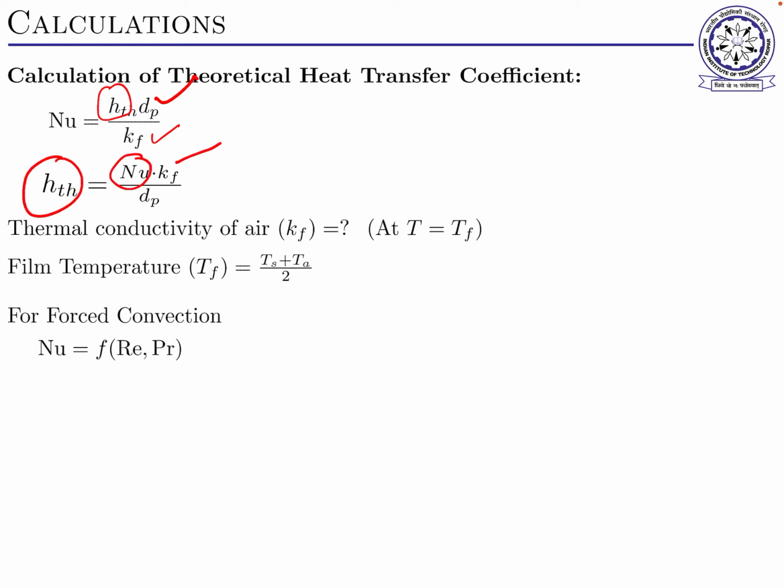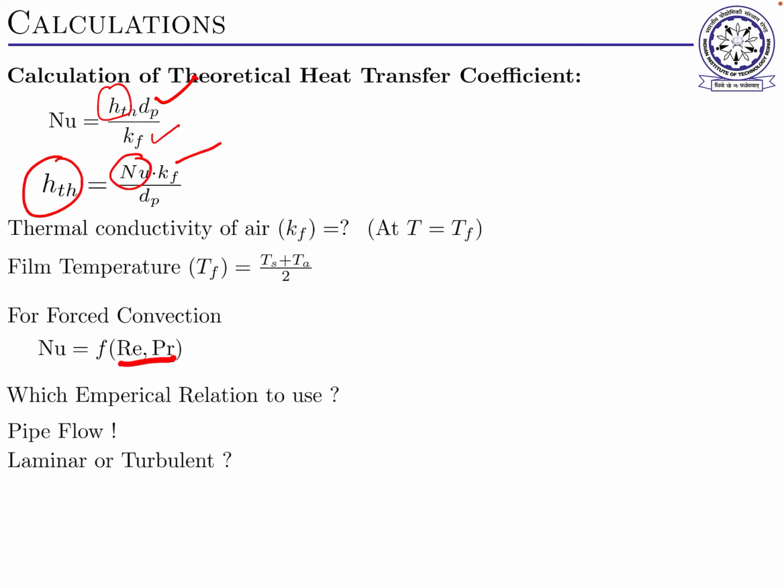And we have already seen that the Nusselt number is a function of Reynolds number and Prandtl number. Now there are many correlations. Which correlation will we use? First thing we know is that this is a pipe flow problem, and the fluid is flowing inside the pipe. Then we need to find out whether the flow is laminar or turbulent. How will we find that out? For that we need to calculate the Reynolds number.